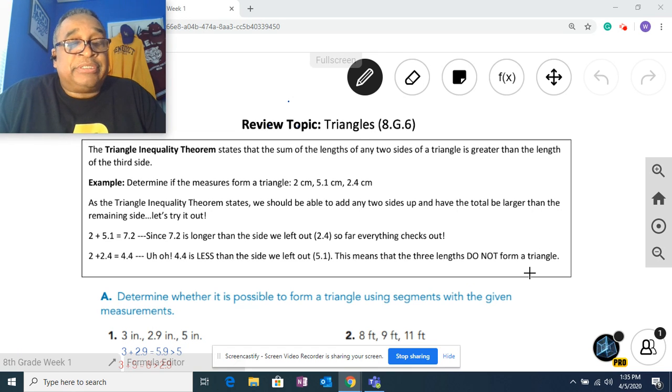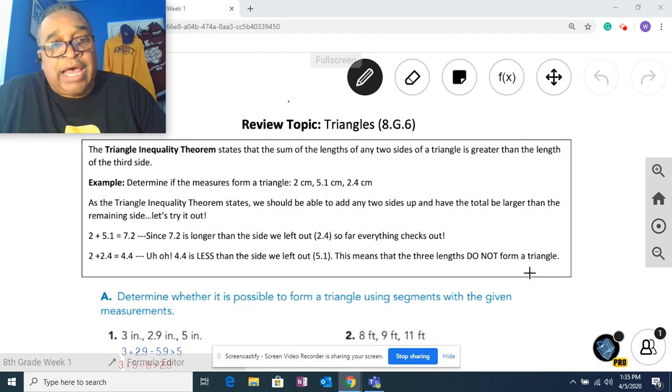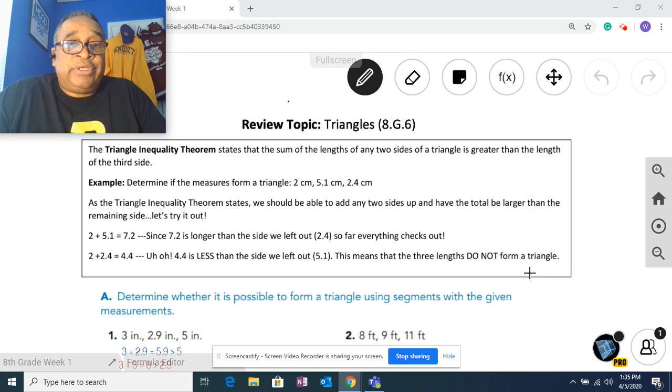But here's the topic here: the triangle inequality theorem, which is very simple. It just means if I have a triangle, the sum of any two sides must always be greater than the third side for that to be a triangle. You can never add up two sides of a triangle and have it be less than the third side that you didn't add in, because then it can't be a triangle. So let's look at a couple of very simple examples down here.